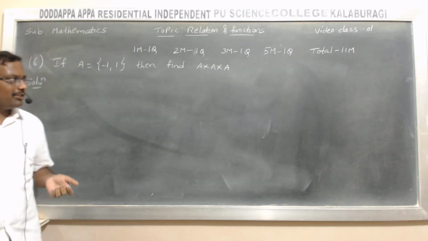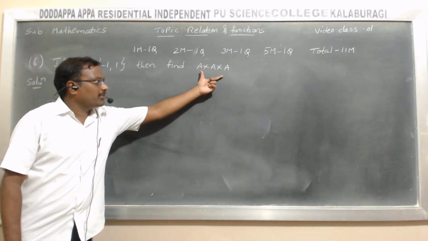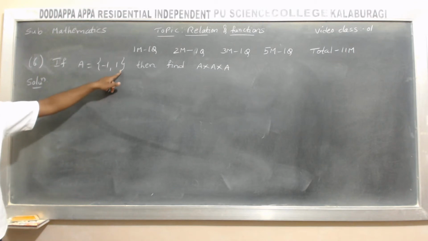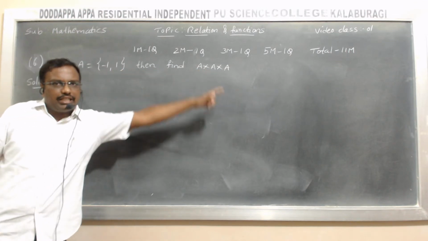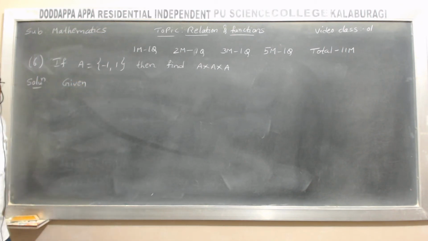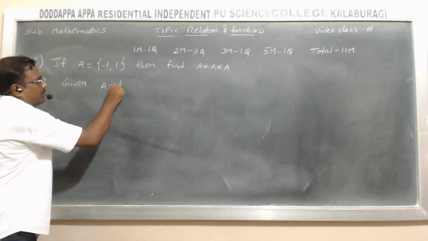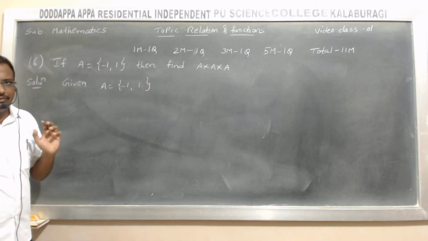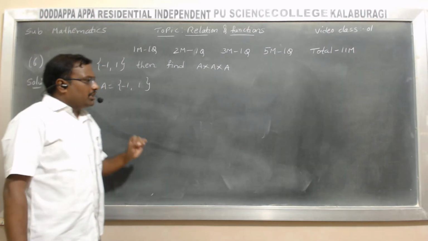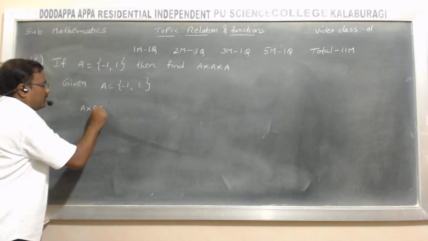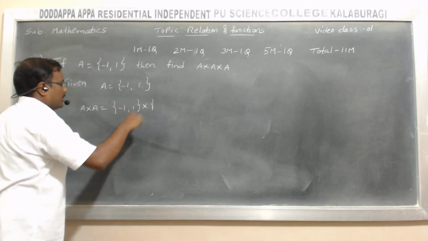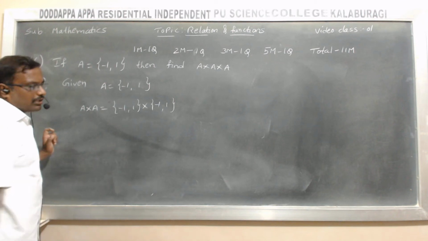Okay, so another example, we had the same problem in the previous year. So here what is the given? If A is equal to the set of minus 1, 1, then you can find A cross A. First you have to write the given value. So A is equal to what is the given? Minus 1, 1. Next, as usual method, first you have to find out A cross A. Here the A value is minus 1, 1 cross another A value, which is the same, minus 1, 1.